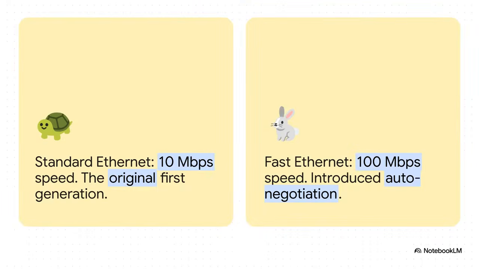That first big jump to fast Ethernet was massive. Not only was it 10 times faster, but it introduced this absolutely brilliant feature called auto-negotiation. This meant devices could automatically figure out the fastest speed to talk to each other at. It made setting up a network so much easier for everyone.